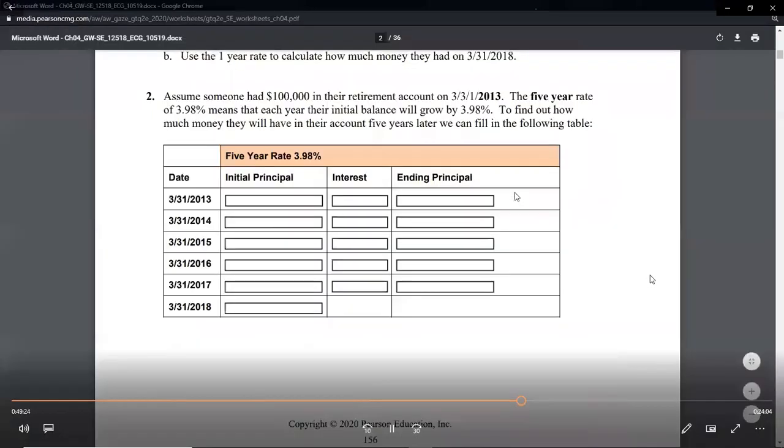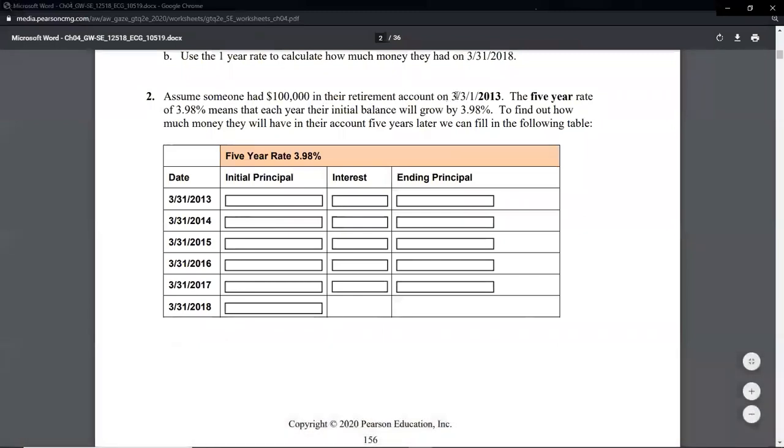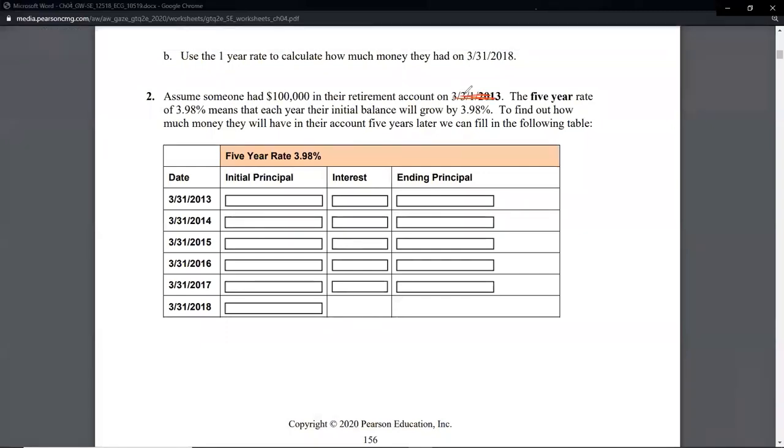Let's back up. So assume someone had $100,000 in their retirement account on March 31st, 2013. So there's a little typo there. That should say March 31st, 2013. I can't write in that space, unfortunately. That's where my menu is, the Zoom menu.